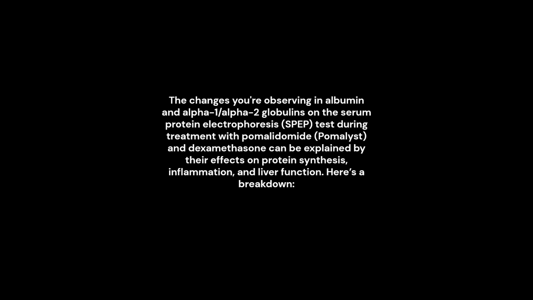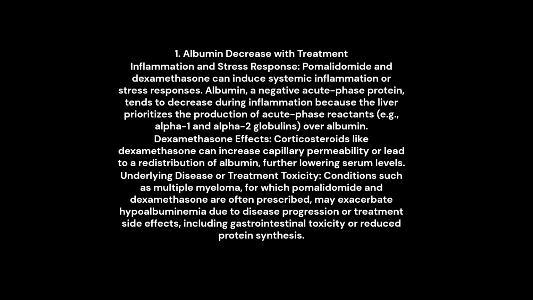The changes you're observing in albumin and alpha-1 and alpha-2 globulins on the serum protein electrophoresis (SPEP) test during treatment with pomalidomide (Pomalyst) and dexamethasone can be explained by their effects on protein synthesis, inflammation, and liver function. Here's a breakdown. 1. Albumin decrease with treatment.